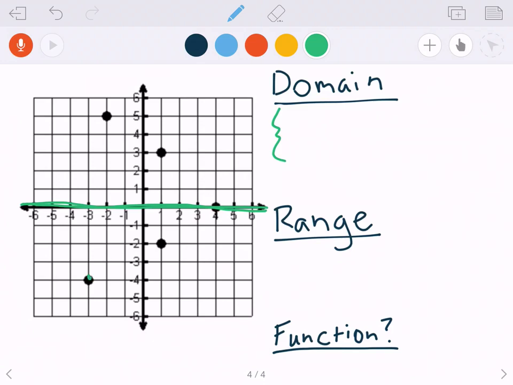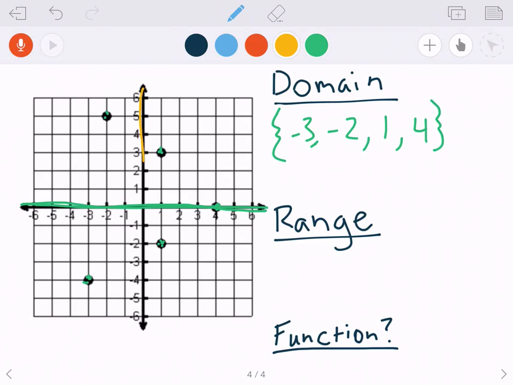So my first point here in the third quadrant, that's at -3 on the x-axis. Working my way to the right, then my next point is going to be at -2. I have 2 points on x equals 1. So that's going to tell me right there that it is not a function. And I only have to write it once. And my last point is right there on the x-axis at 4. So that's my domain.